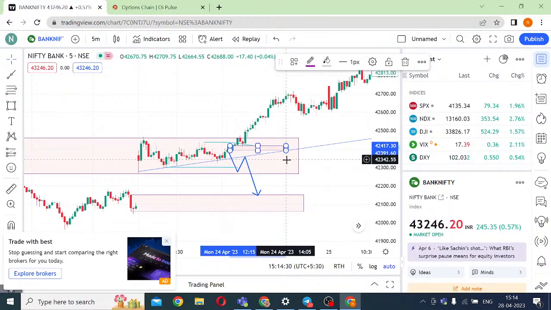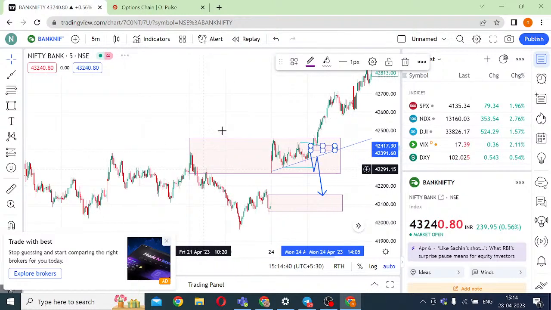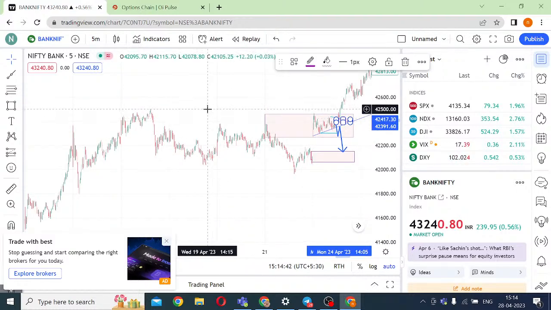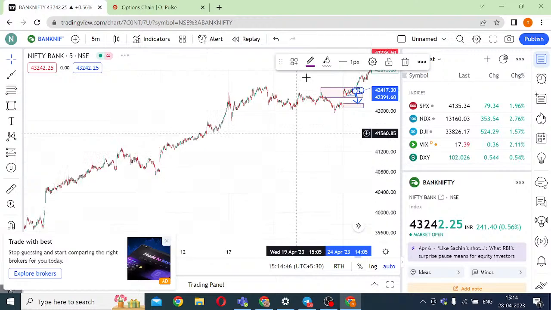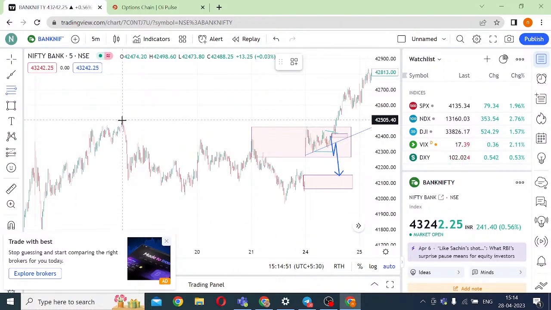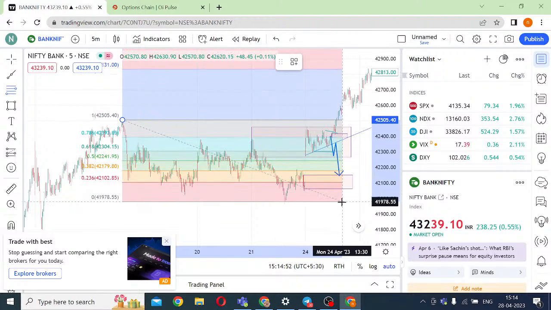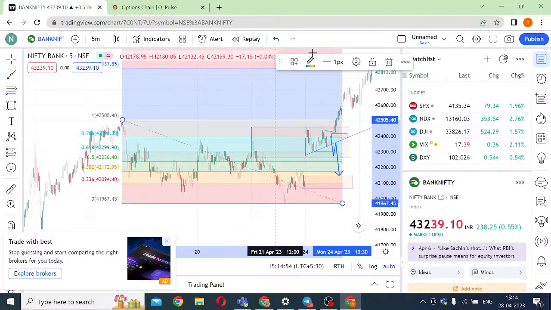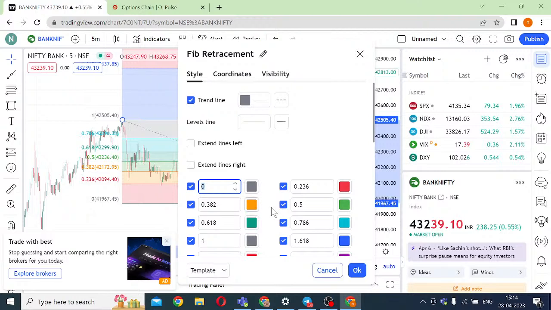Given the call is in the side of the trend, you enter big quantity. Puts, you enter small quantity. Targets typically are the swing highs. Now if you see right here, the swing high was at 42,510, and you try to take a fib level and retracement at 1.27. So this is your target.